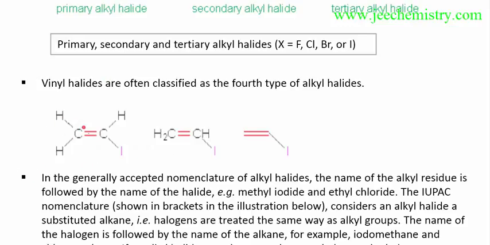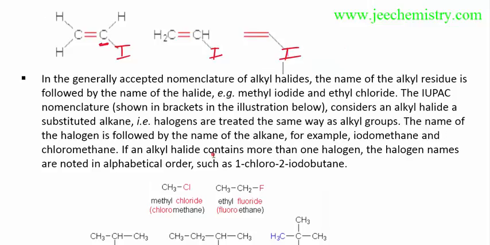This is called a vinyl alkyl halide. The vinyl position is the double-bonded carbon position. If the halogen is attached there, this is called a vinyl alkyl halide. Here iodine is attached, and here hydrogen is attached. This is called a vinyl alkyl halide.